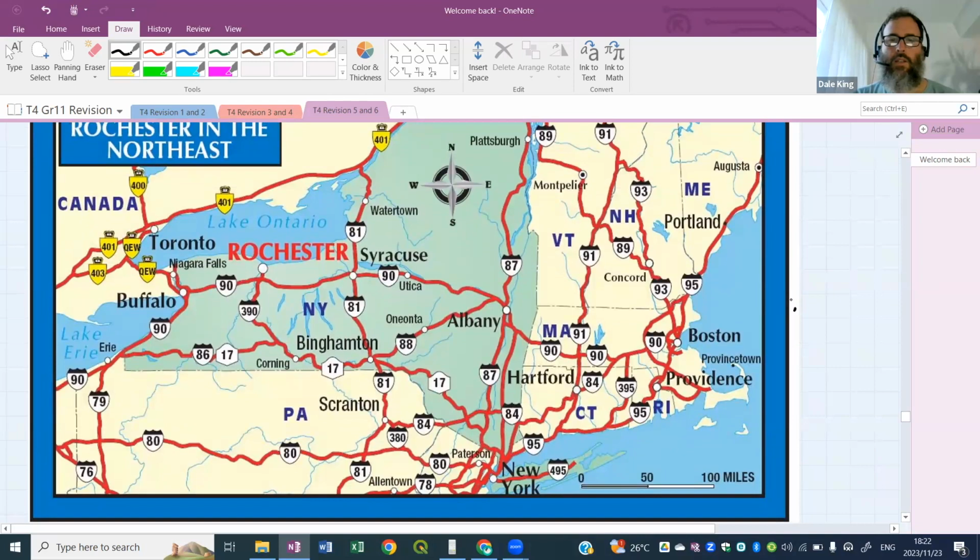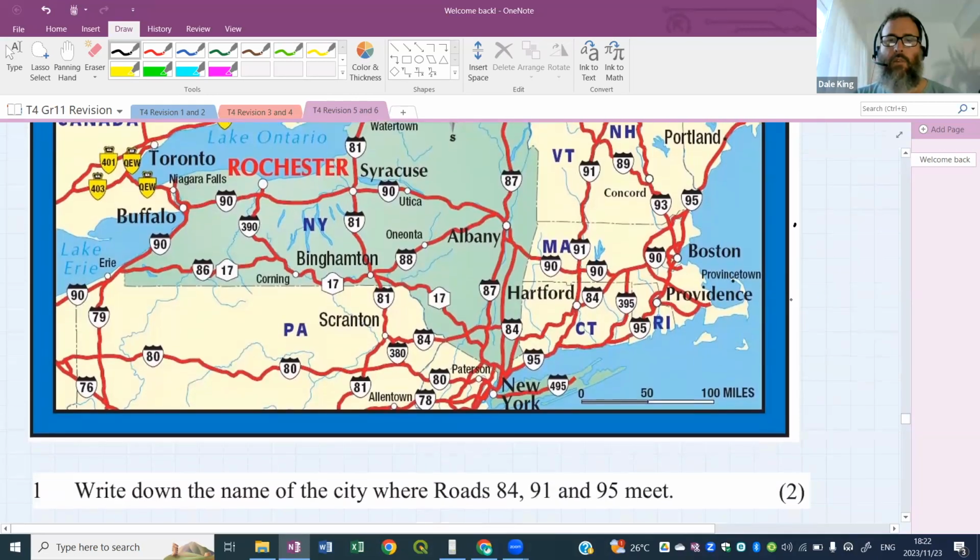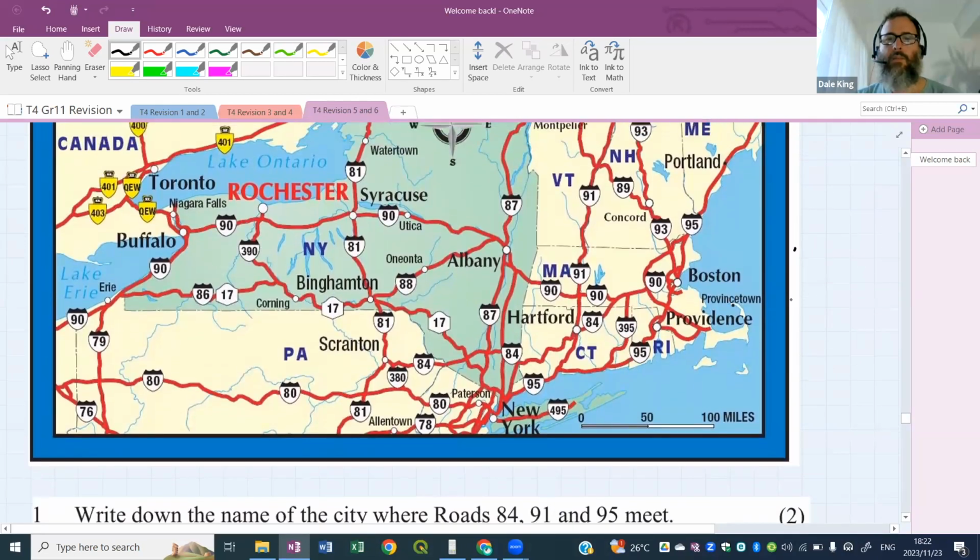84, 91, and 95. Write down the name of the city where they meet. Can anyone see it? Route 84, 91, and 95 all meet at a city.